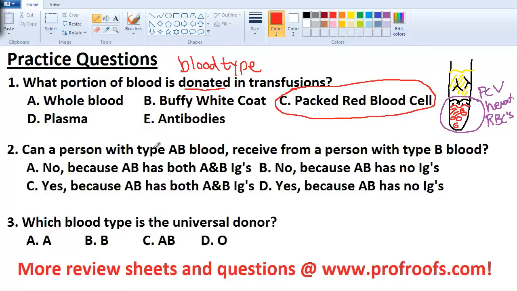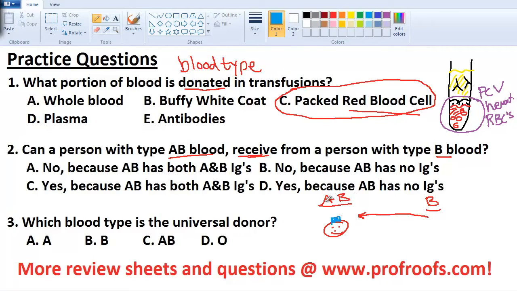Question number 2. Can a person with type AB blood receive from a person with type B blood? Okay, so we're saying here's AB, and then over here we're saying here's B. So can B go over to AB? So what portion goes over? It's the red blood cell. So we have over here, right, we have B. B is wearing that B for blue box hat.